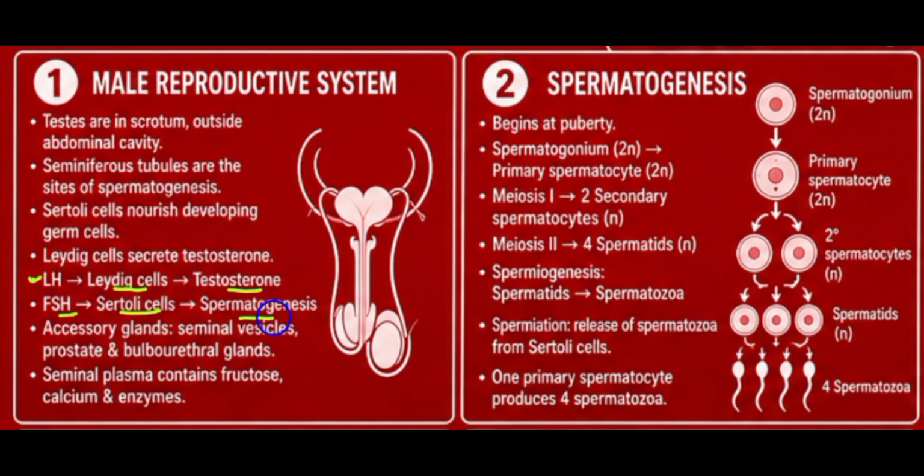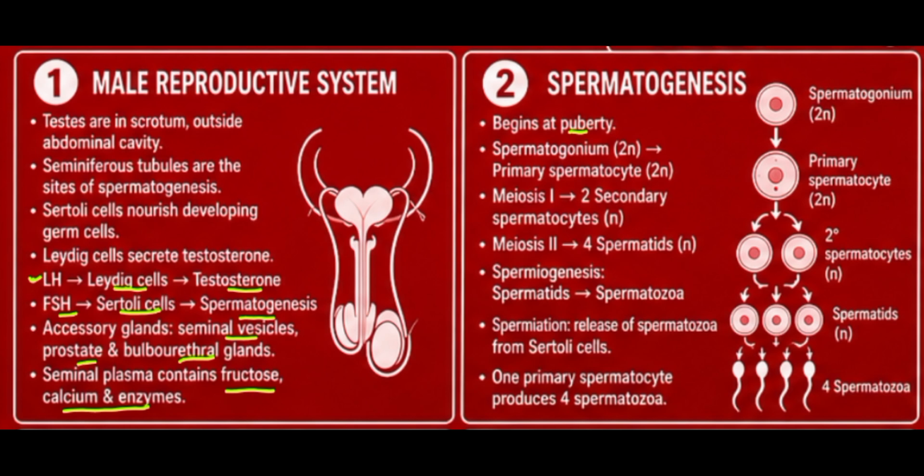Then accessory glands are seminal vesicles, prostate gland, which is single, and bulbourethral gland, which provides lubrication for sexual contact. Seminal plasma contains fructose as the energy source, then calcium and enzymes. Then spermatogenesis begins at puberty.